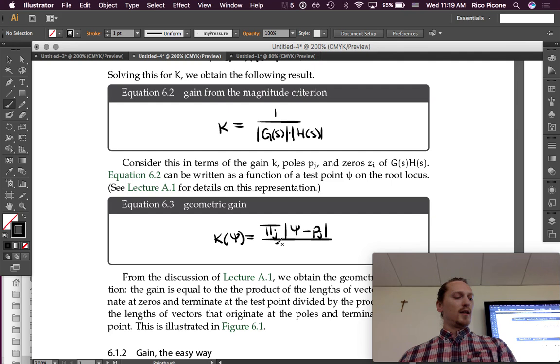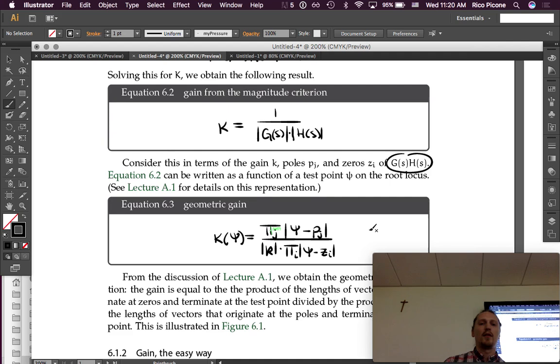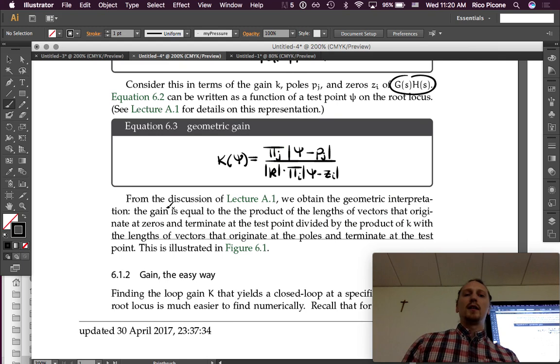divided by the magnitude of little k, which is the gain of GH, times the product of psi minus z_i. As we discussed before, we obtain the geometric interpretation. The gain, big K, is equal to the product of the lengths of vectors that originate at the poles and terminate at the test point, divided by the product of k, the GH gain, with the lengths of vectors that originate from the zeros and terminate at the test point. It's illustrated in figure 6.1.